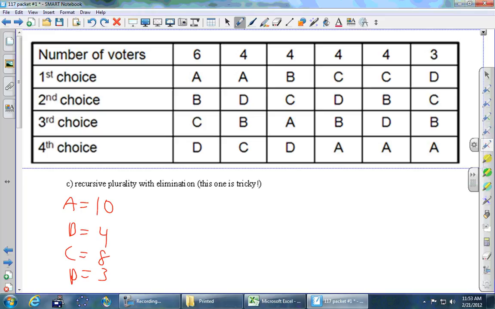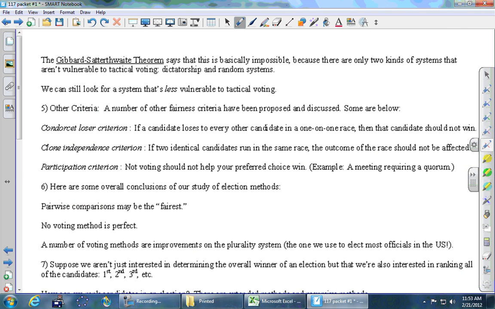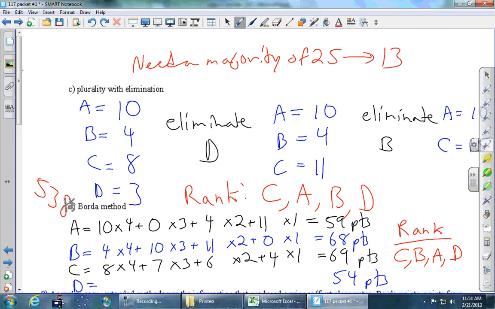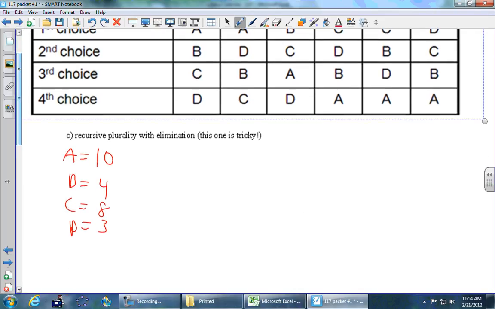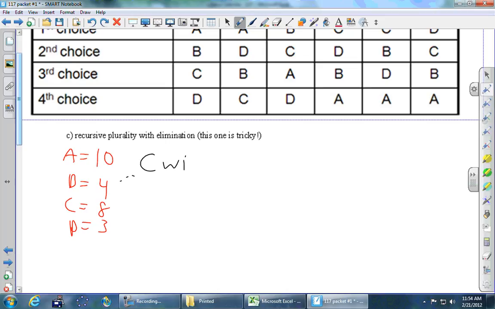We can skip some stuff because we've already done that particular table today with plurality with elimination. Here was the first round. Who gets eliminated with the fewest number of votes was D. We retabulated the votes. Do we have a majority yet? No. Who gets eliminated? B. We retabulated. And who had the majority? C. So we did that whole thing one time to find the winner. First place is C. So we're going to hide some of the labor here. We'll say C wins from the previous page.